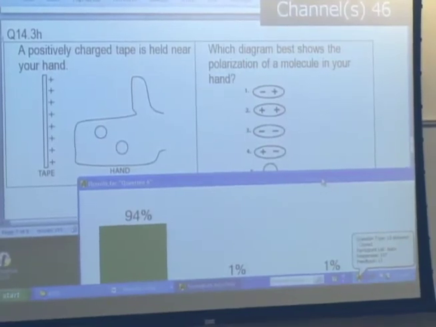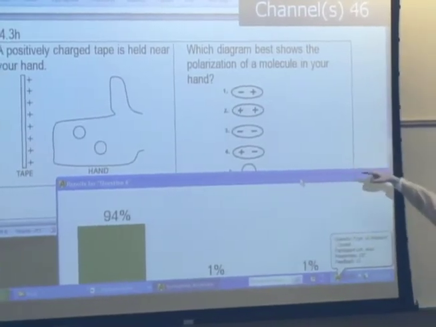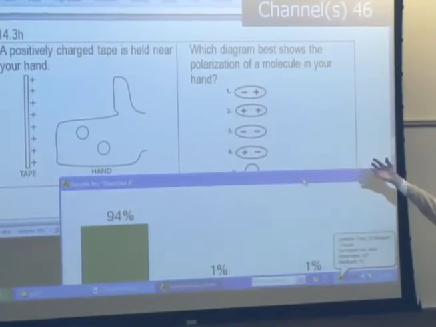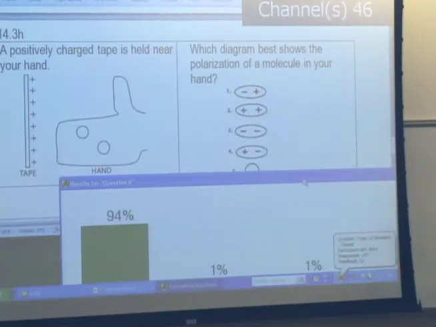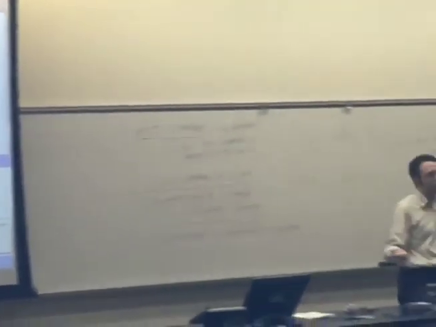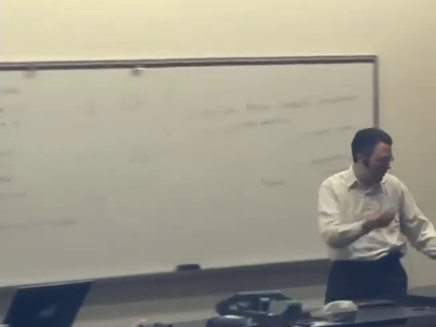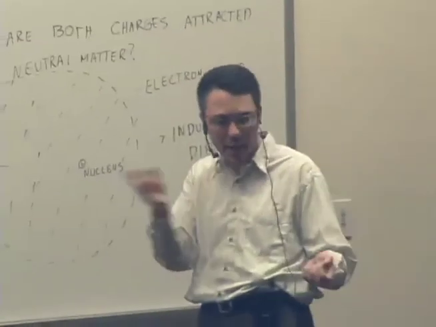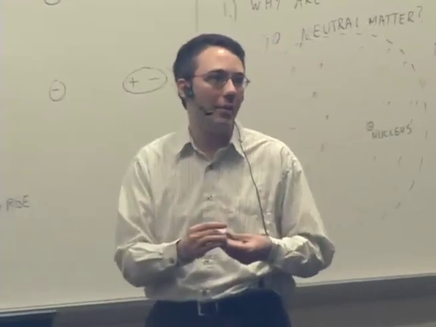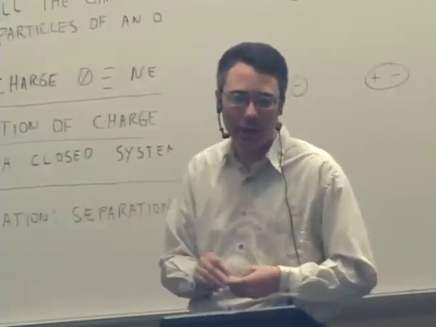If I had a negatively charged tape, what would be the best diagram for the molecules in my hand? 4, right? What kind of force would I get on the tape? Attraction or repulsion? Attraction again. So this is the basic idea. It's induced dipoles, which leads to the phenomenon we saw that both the upper tape and the lower tape, whatever signs they had, were both attracted to neutral matter, both attracted to my hand.